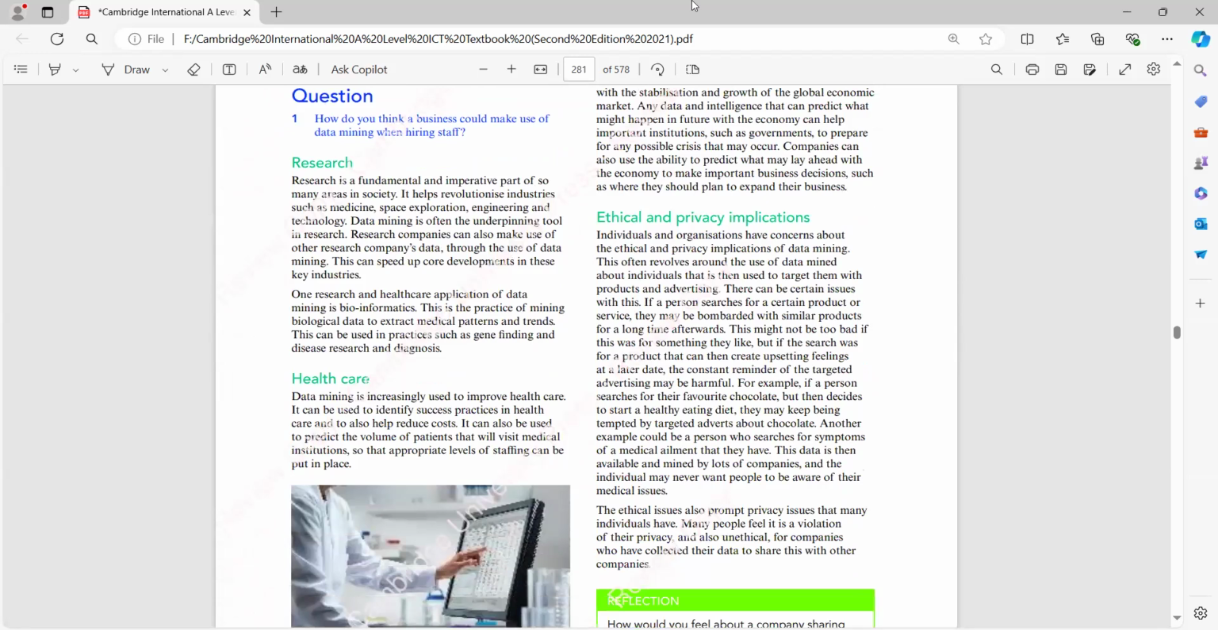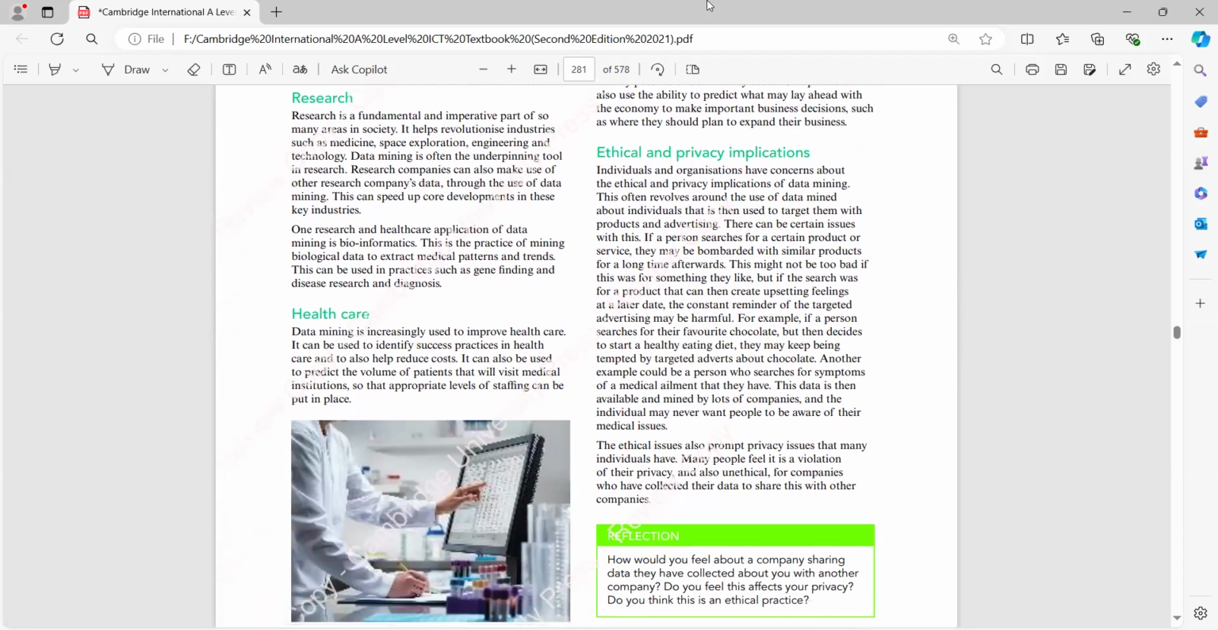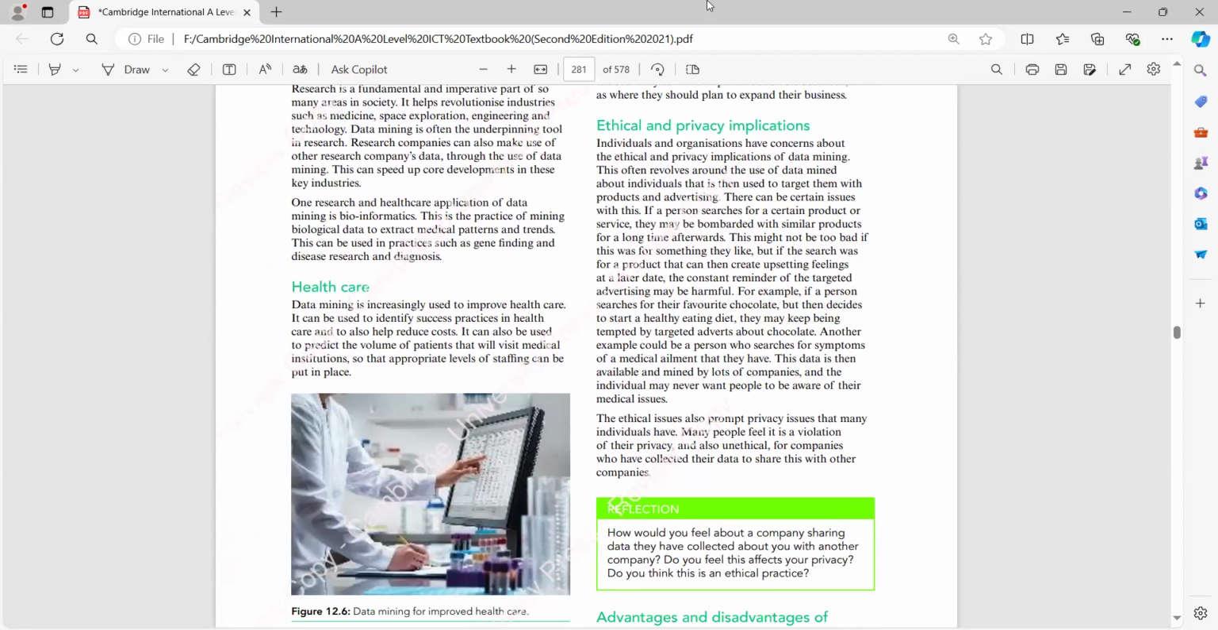The third area is research, where it is also being used to help revolutionize industries, like medicine, space exploration, engineering, and technology. We can use data mining in research as well. In healthcare, it can be used to improve healthcare. It can be used to identify successful practices in health.